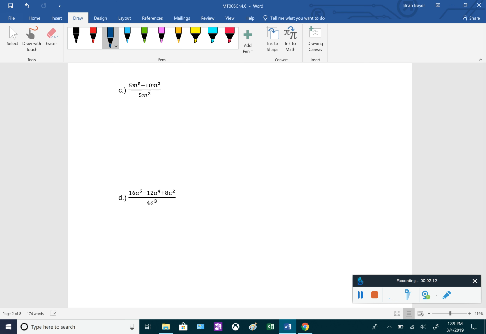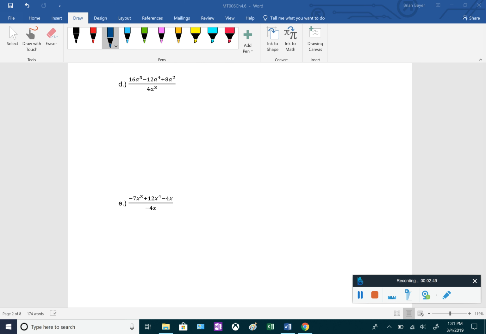Next one, 5m to the 5th minus 10m cubed divided by 5m squared. So we're going to split it up: 5m to the 5th over 5m squared minus 10m cubed over 5m squared. 5 divided by 5 is 1. M to the 5th over m squared is m cubed. Minus 10 over 5 is 2. M cubed over m squared is just m. So m cubed minus 2m. Let's do a couple more.